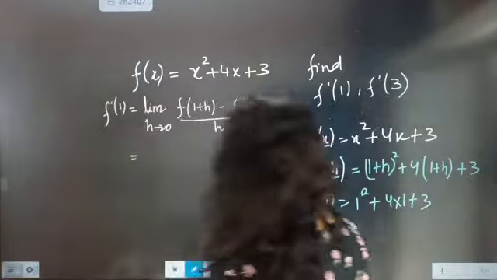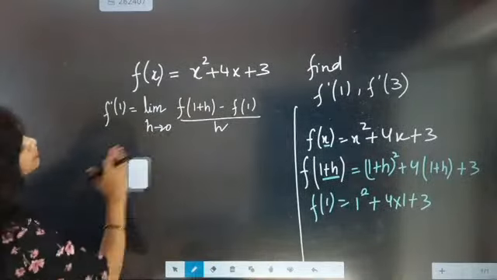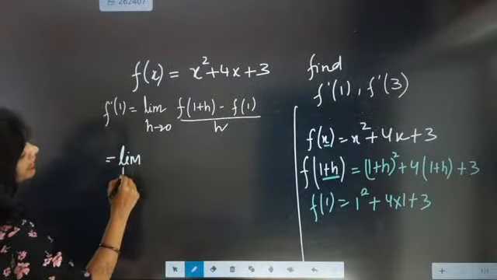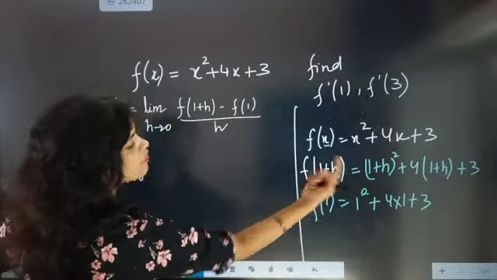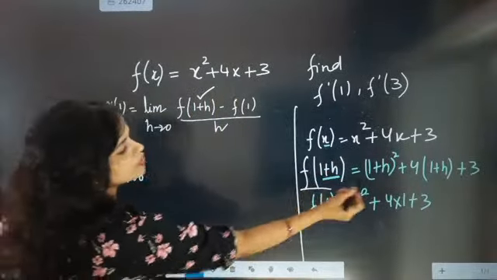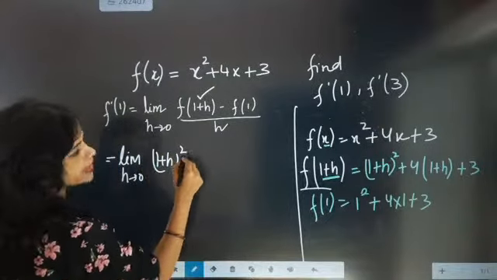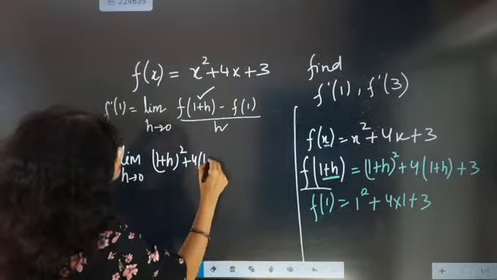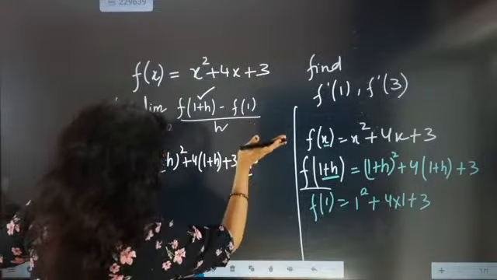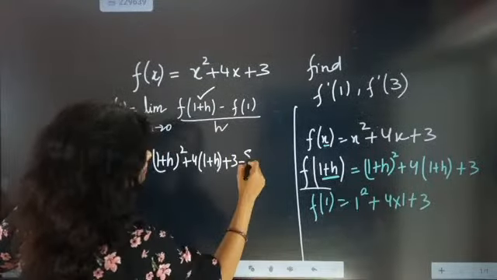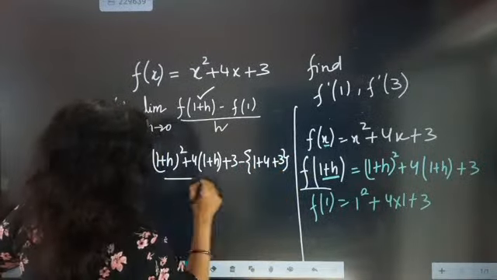Now shall we start solving this question? Because now we have done our major work. Now we just have to substitute and solve. So limit h tends to 0. If my children solve it before me, it will be a matter of pride for me. So f of 1 plus h, I am going to substitute by that formula. It will come 1 plus h whole square plus 4 into 1 plus h plus 3 minus bracket 1 plus 4 plus 3, by h.